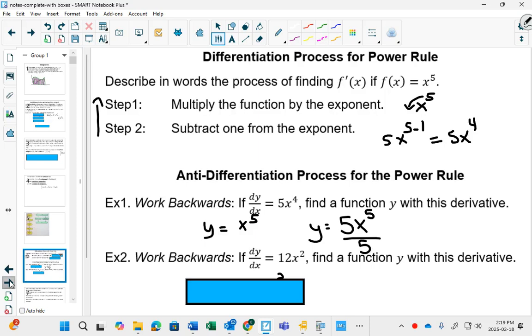But where this is nice, like, on this one you did some mental math, right? You would have probably just immediately said, I know that it's 4x cubed.